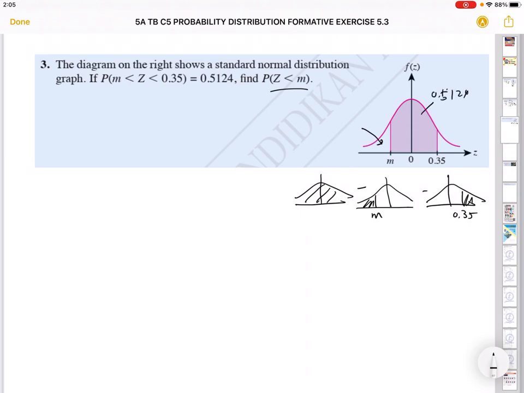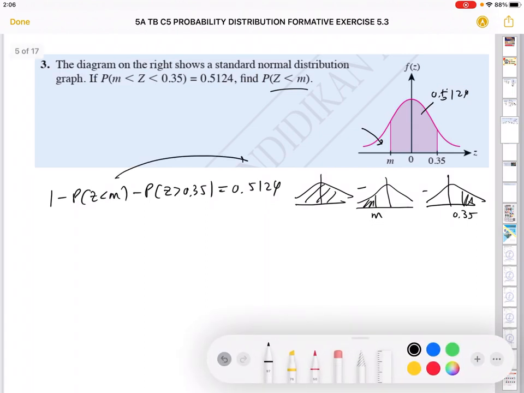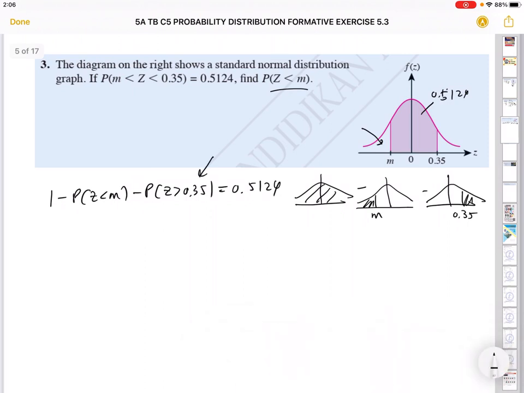0.5124. So let me write the equation like this: 1 minus P(z less than m) minus the probability z more than 0.35, and this area is 0.5124. Now I'm going to bring this over, or should I just calculate this? So let me calculate P(z more than 0.35). For this one you can use the mathematical table or your calculator. I've got 0.3632. This is 0.5124.